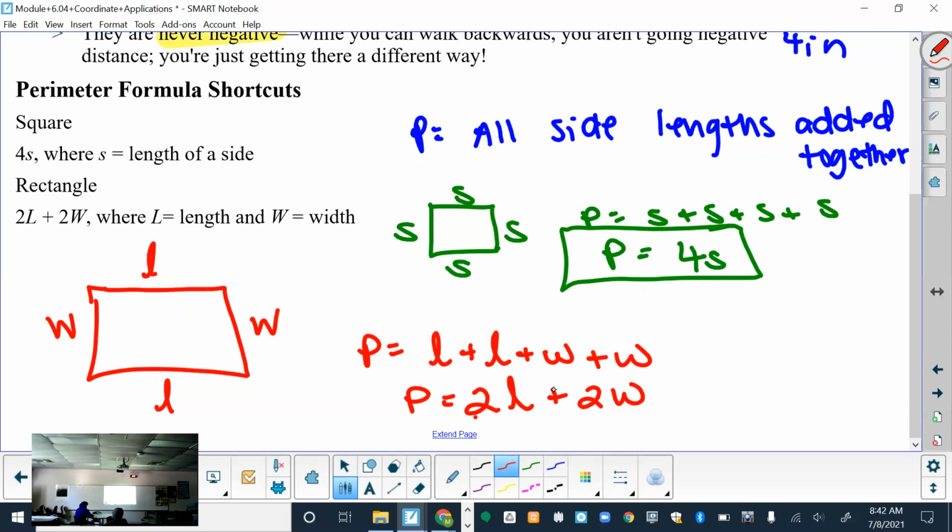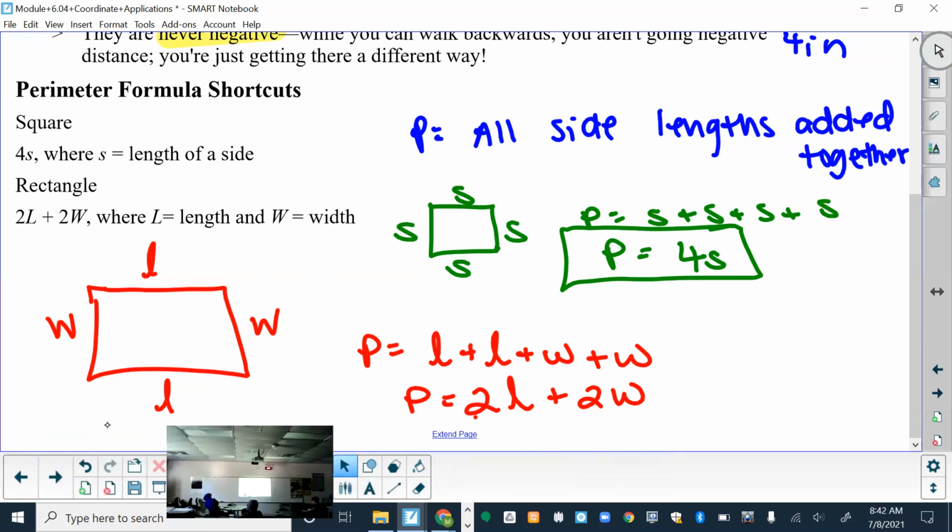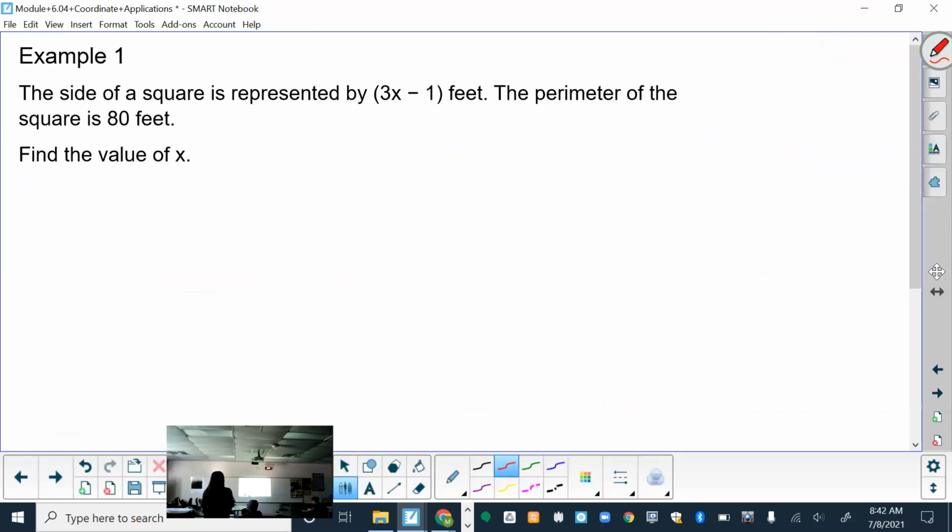All right. So looking on the next page for example 1, I'm just reading it out while people might still be writing this one. Example 1 says that the side of a square is represented by 3x minus 1 feet. The perimeter of the square is 80 feet. Find the value of x. All right, so pull out your important information. The fact that it's a square tells me what? Good. Each side is the same length, and there's 4 sides.